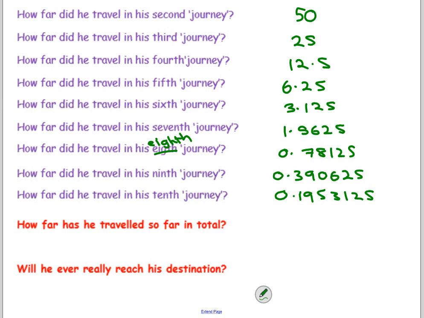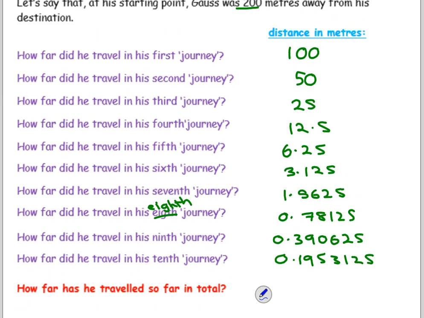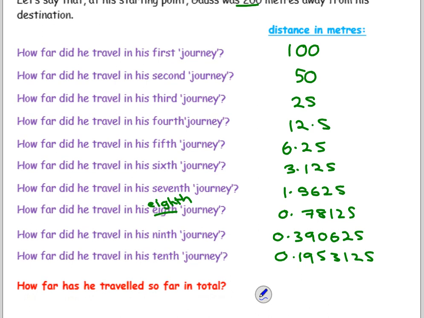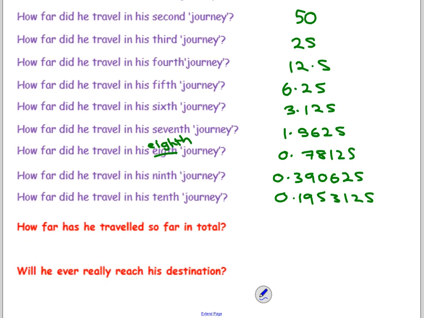And what we're asked to do now, so just showing you, what kind of sequence is this? Arithmetic or geometric? Geometric, good, yep. What's our U of 1? 100, yeah. U of 1 was how far did he travel in his first burst of energy, his first journey? What's the R? A half, good. So that's, out of interest, a geometric sequence with U of 1 equals 100 and R equals a half. How far did he travel in total through his 10 journeys?